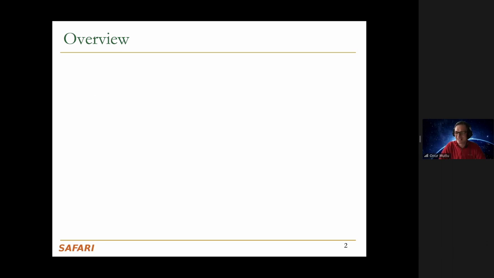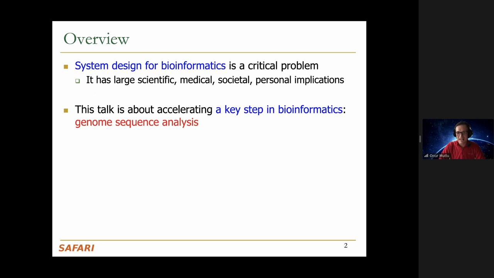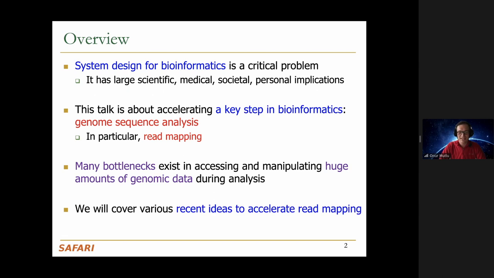So basically, I believe system design for bioinformatics today is a critical problem. It has large scientific, medical, societal, and personal implications. And this talk is really about accelerating a small but important part of it, genome sequence analysis. And even within that, we're going to focus on something smaller, but still important, which is read mapping. And I'm going to talk about what it is. I believe many bottlenecks exist in accessing and manipulating huge amounts of genomic data during analysis. We will cover various recent ideas to accelerate read mapping, and I'll give you my personal journey since September 2006 or so. And I will start with that, basically.